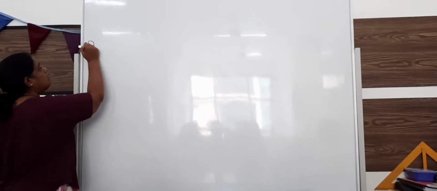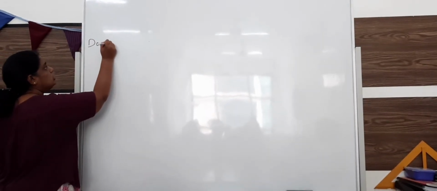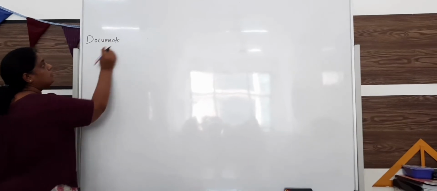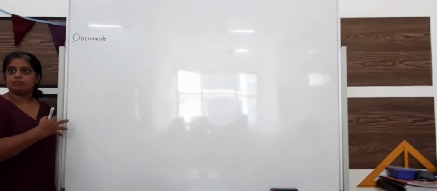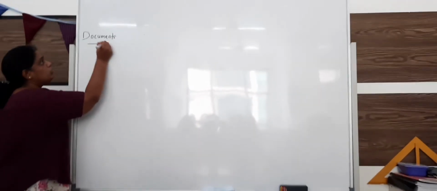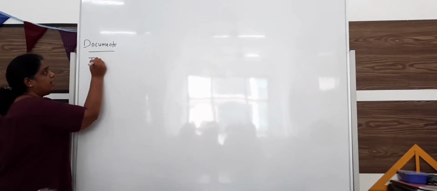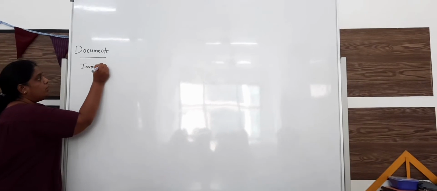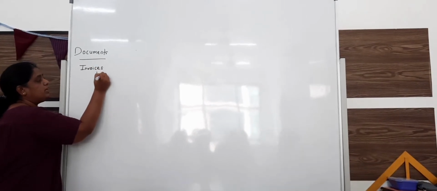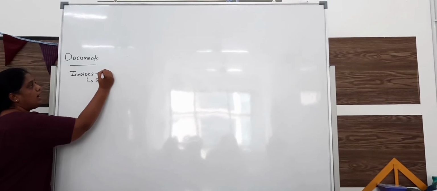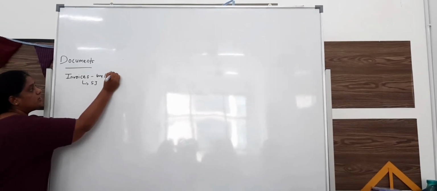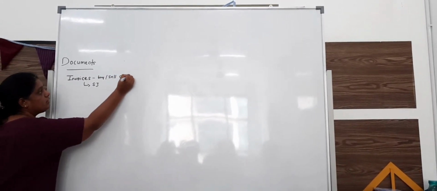Things we will learn about is any transaction you need a document. A document is a proof that this transaction has taken place. The document I have introduced you guys is invoices, right? Now, invoices can be recorded in the sales journal. What is an invoice? You buy or sell on credit, right?